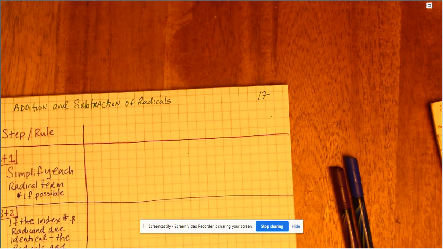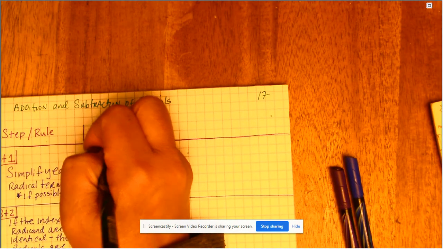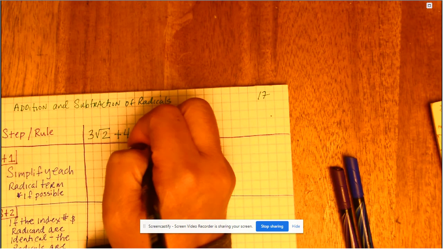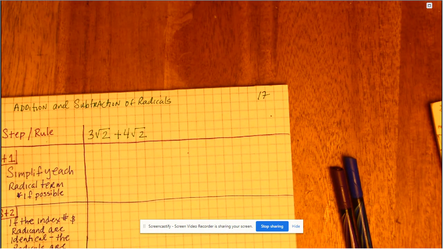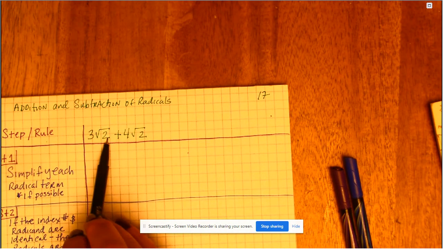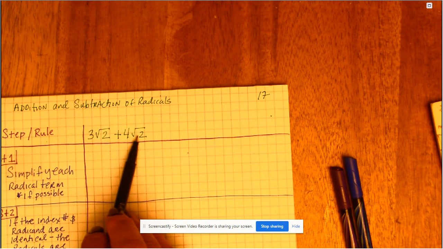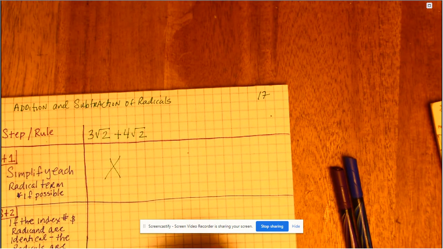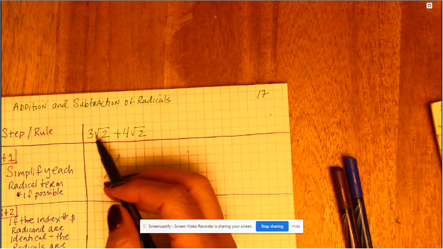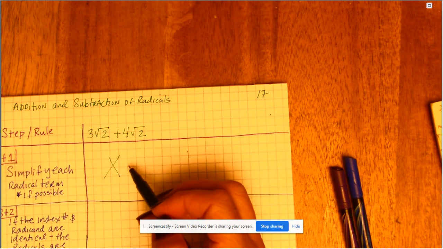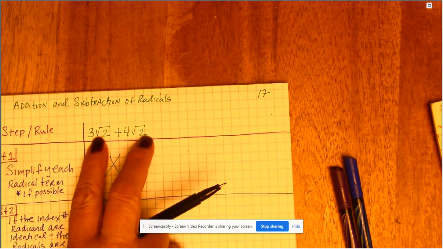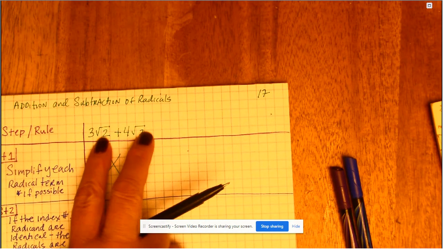So one example would be 3 radical 2 plus 4 radical 2. I look at each one. 2 is as low as you can go, and nothing else can come out of this radical. Same over here, nothing else can come out. So I don't actually have to simplify. They're already simplified. Then I look and see they both are square roots, and they both have radicands of 2. So they are identical radicands.